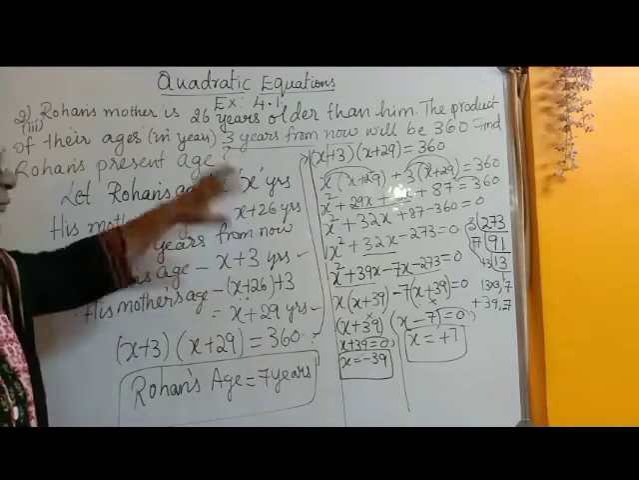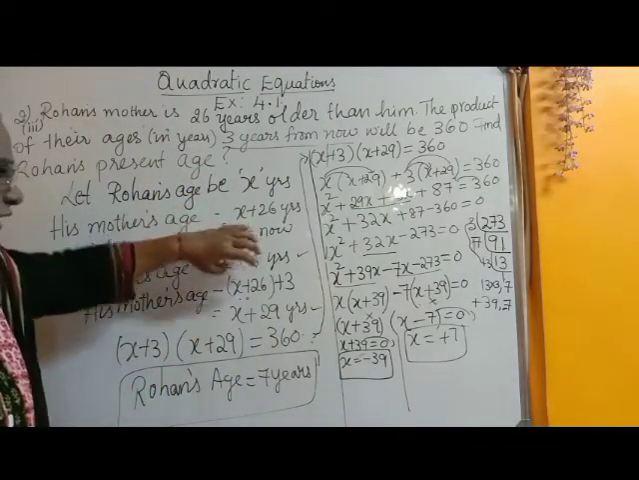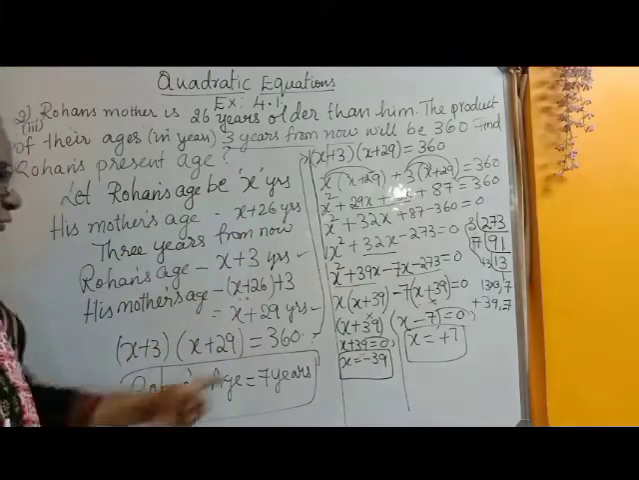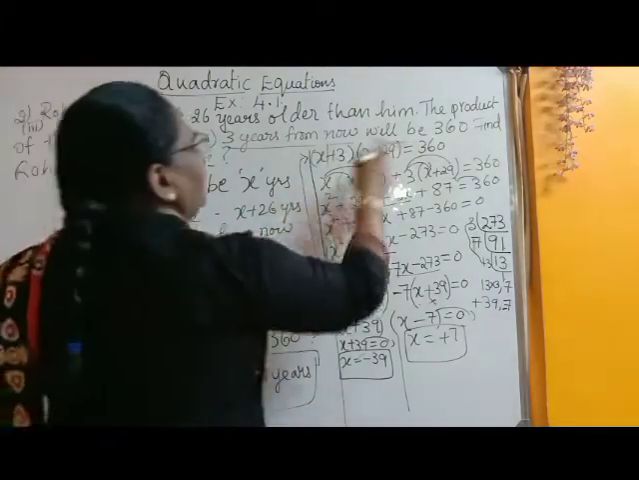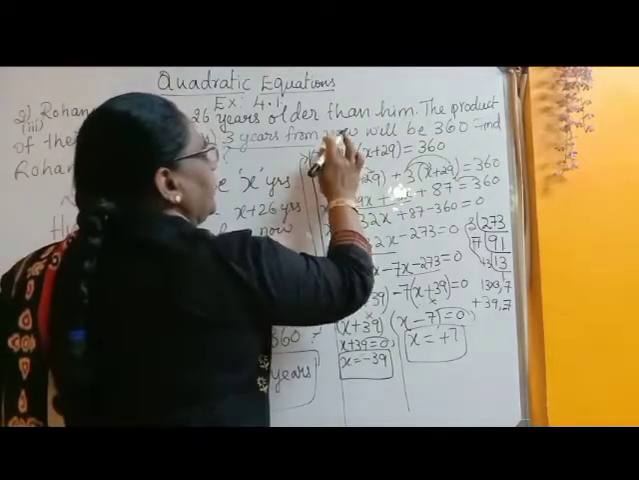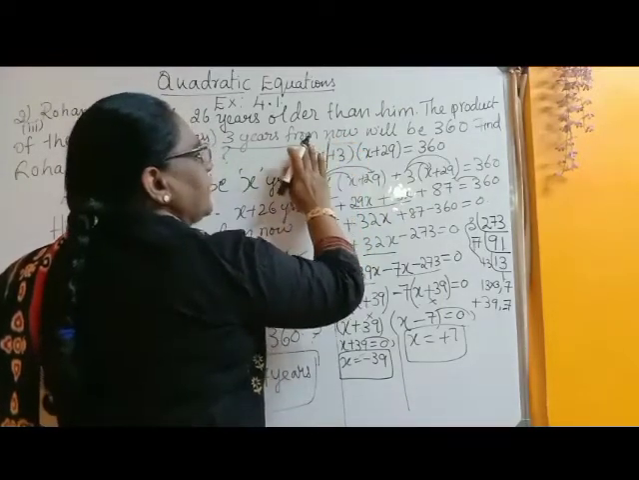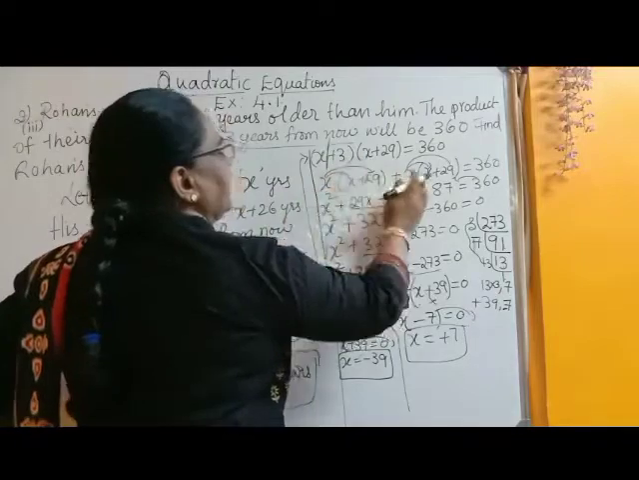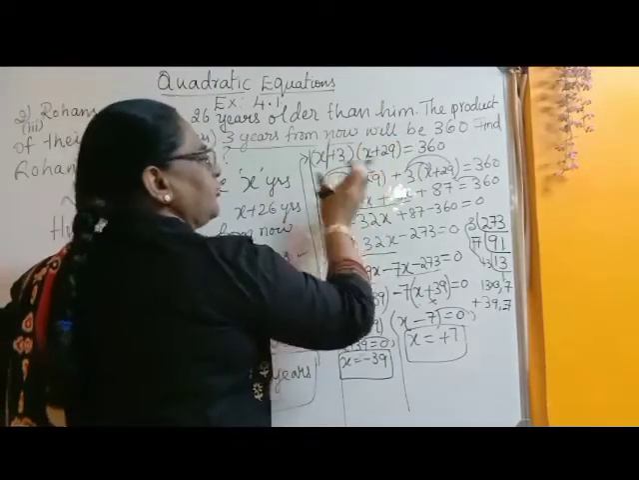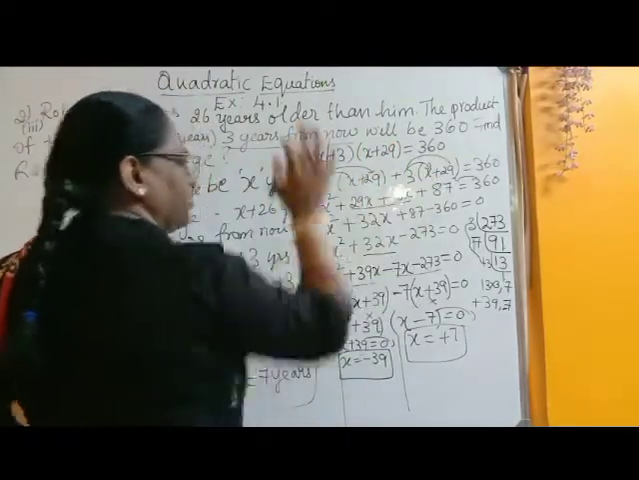Now you have to take the product of the ages. Rohan's age and mother's age, product you have to take. So when you take the product, split it first. Here you have two terms, x and plus 3, split it separately. And the second bracket fully you have to give with both the terms, is equal to 360.